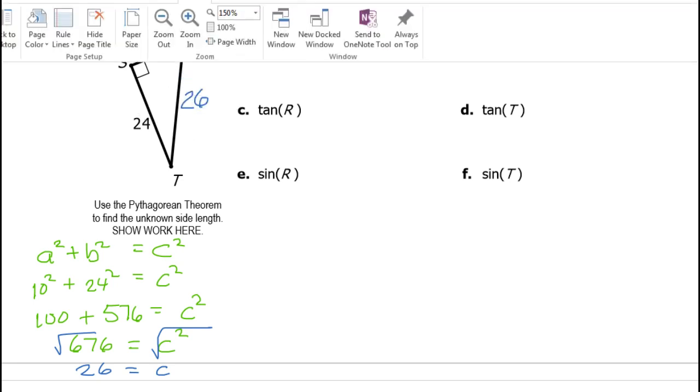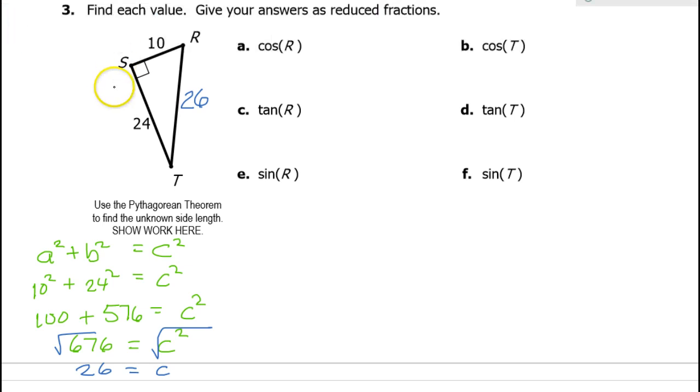So now we can finish this problem the same way we did before. You see the 90-degree angle. That means this 26 is the hypotenuse, all right? It's across from the 90-degree angle. So this first set here, they're talking about angle R. So from the perspective of angle R, see how the 10 is right next to it? That means it is adjacent. All right, see how the 24 is across from it? That means that that is opposite.